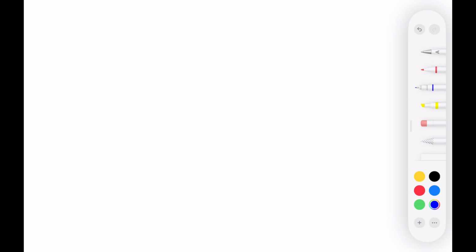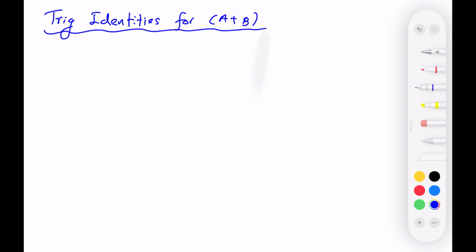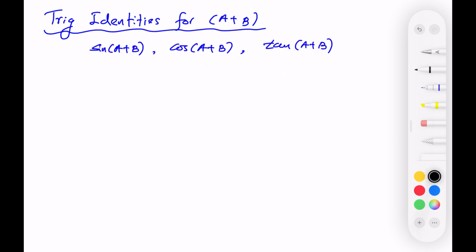This video discusses the proofs of the trig identities for the summation of two angles A plus B. Under this section, we will see how to prove the trig identities for sine A plus B, cosine A plus B, and tangent A plus B.